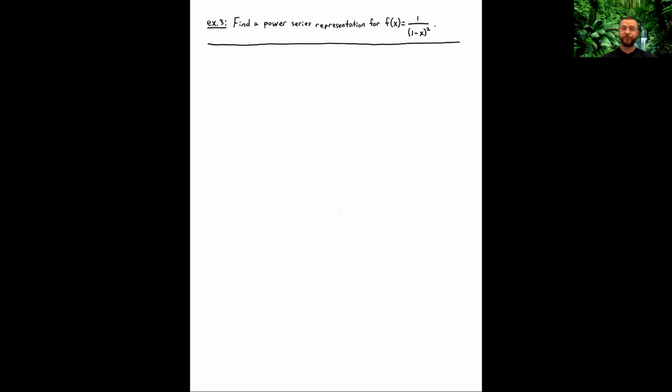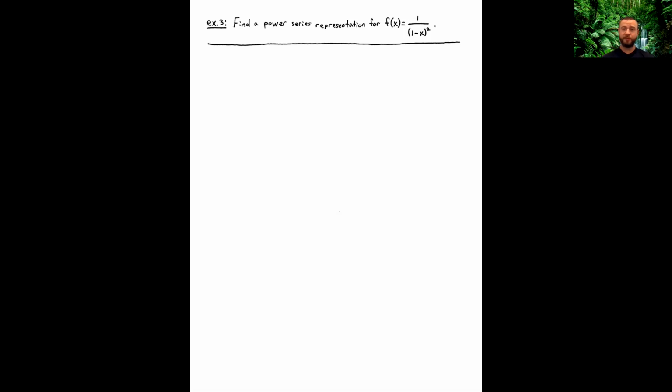Okay, let's go ahead and jump straight to an example. We're going to take as our starting place a known power series representation coming from the geometric series. 1 divided by 1 minus x equals the power series involving the term x to the n, where the summation goes from n equals 0 to infinity.